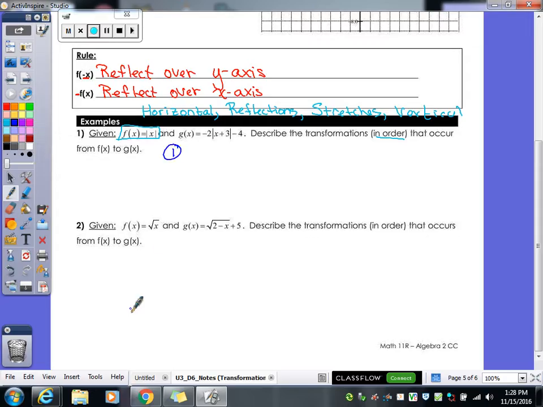So our first transformation here. Is there a horizontal shift? Remember, that is in there with the x. Is there a number in there with my x? Yes. So I have a horizontal shift. If I'm adding 3, am I moving left or right? Yes. So it's first shifted left 3 units.